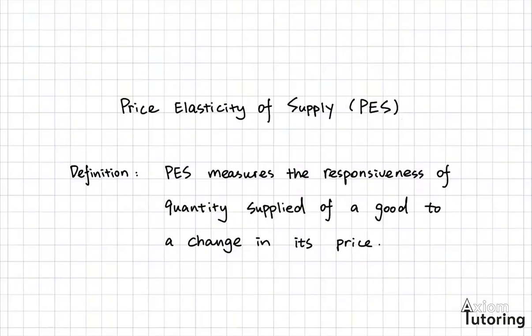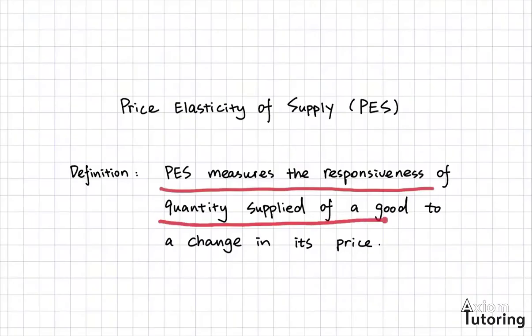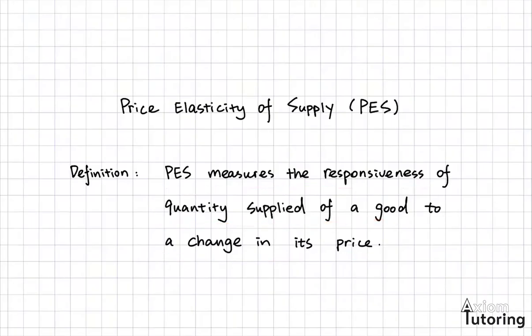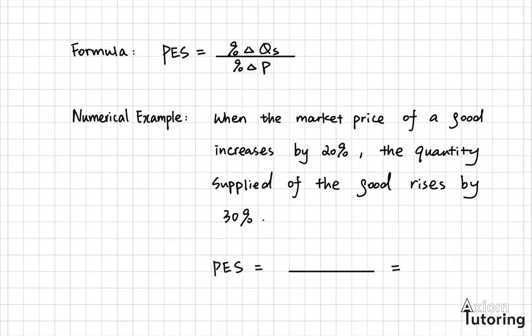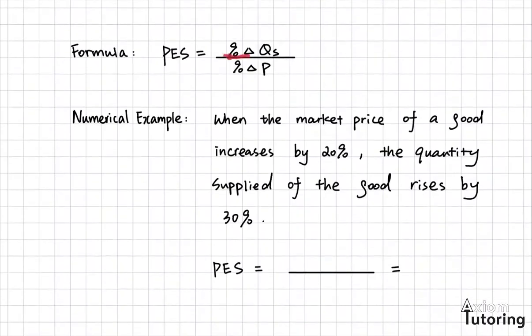Let's get started. By definition, price elasticity of supply measures how responsive the quantity supplied of a product is to a change in its price. In simple words, if the price changes, how much will companies change how much they produce? The formula for PES is percentage change in quantity supplied divided by percentage change in its price.